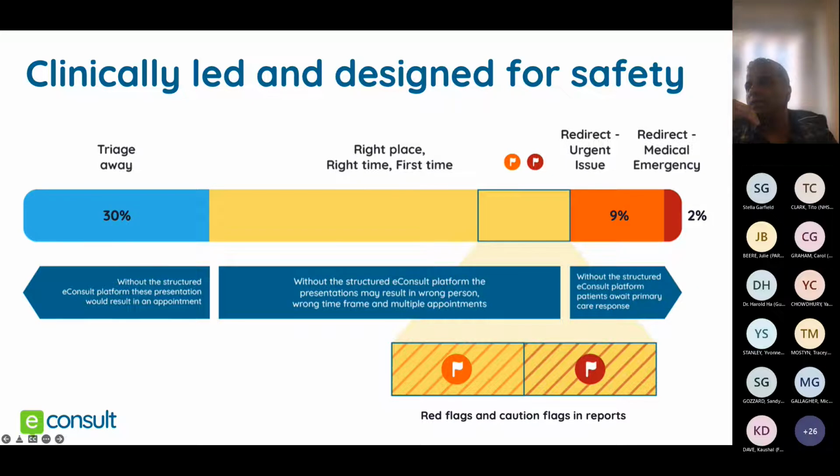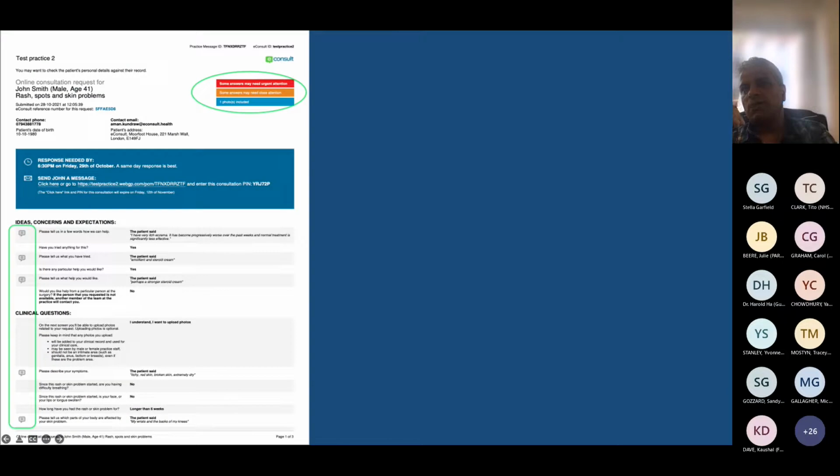And then you've got the 2% right at the end. That's your emergency red flags. That's where a patient is absolutely unsuitable and we think they should be in a high acuity environment. So, you know, we will direct the patient to call or attend A&E or go to 999. Okay, and that's the breadth of how we operate. Now, if I move on, I just want to give you an example of that breakdown within the consultation report.